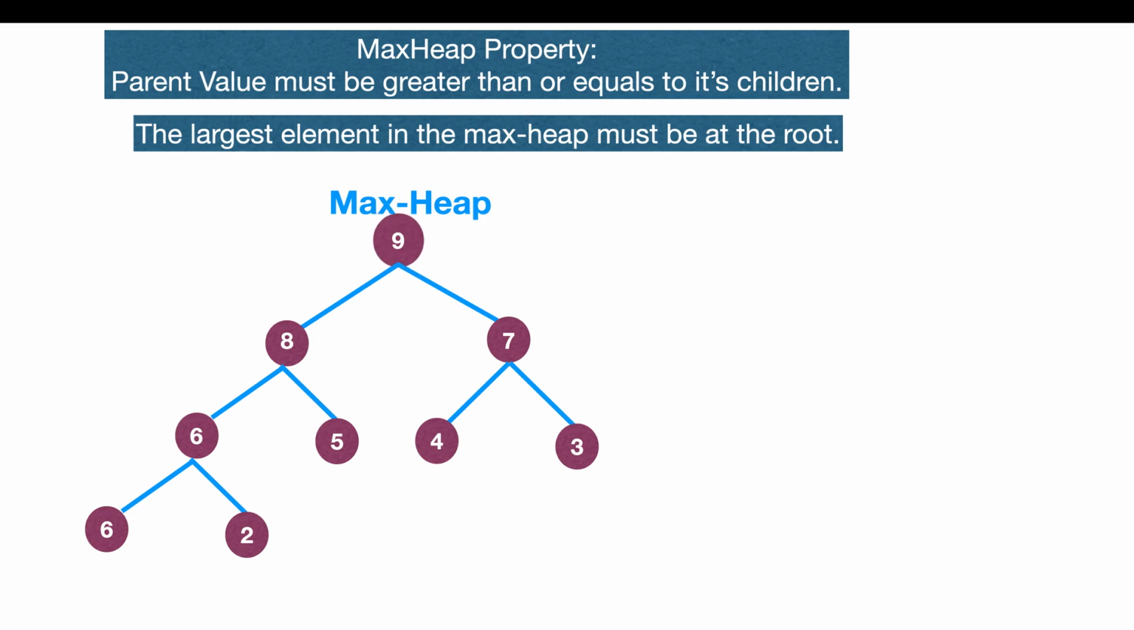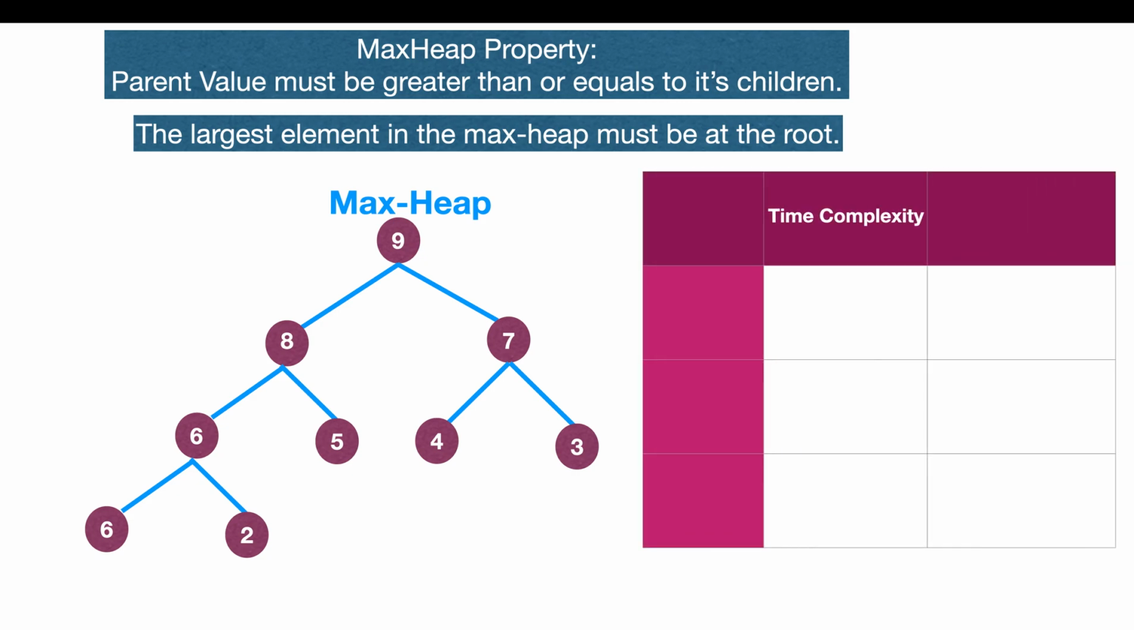Let's take up parent 9 which is greater than its children. Similarly parent 8 greater than its children. Similarly 7 and parent 6 which is greater than or equals to its children. So let's talk about the operations of MaxHeap.